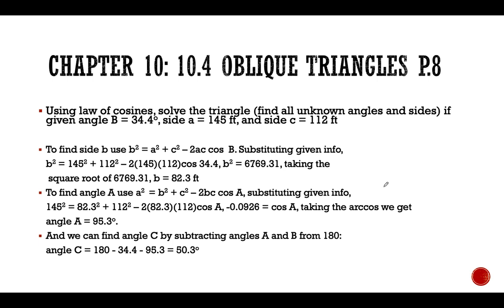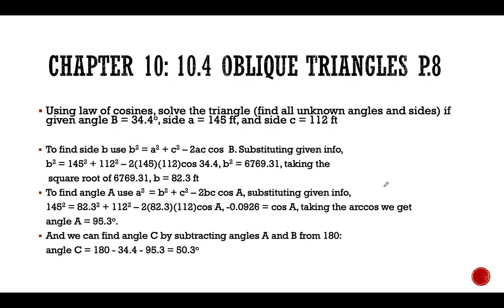To find side B, use b squared equals a squared plus c squared minus 2ac cosine angle B. Substituting given info, b squared equals 145 squared plus 112 squared minus 2 times 145 times 112 cosine 34.4. We get b squared equals 6,769.31, and we have to take the square root to get to b. Taking the square root, we get b equals 82.3 feet.